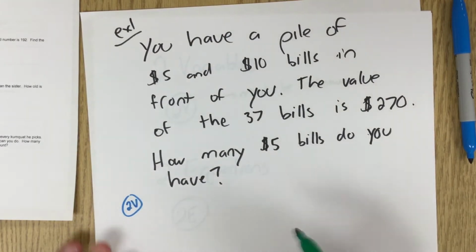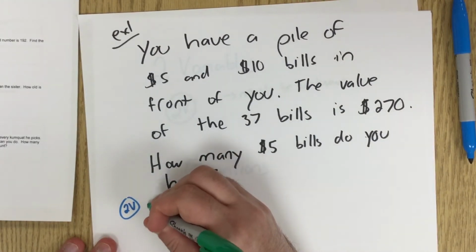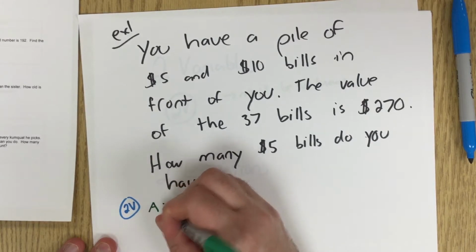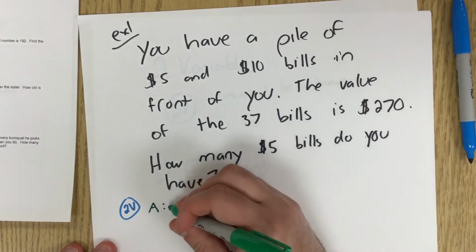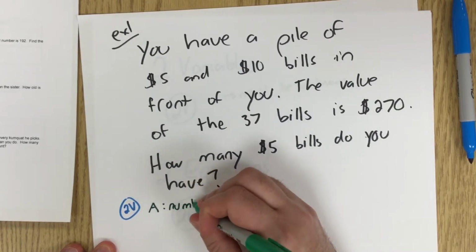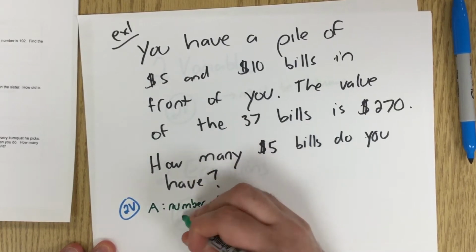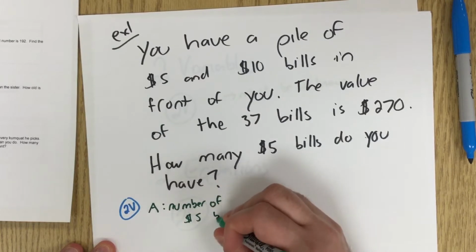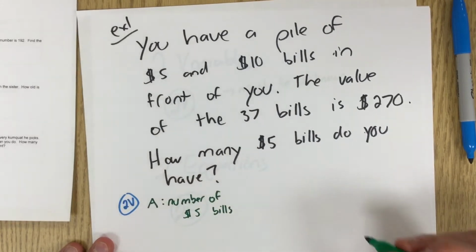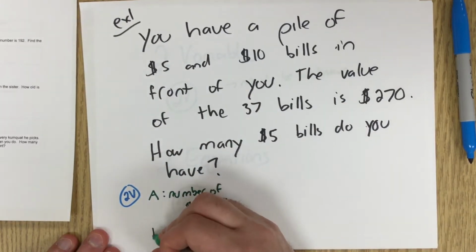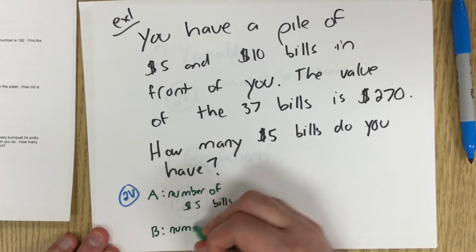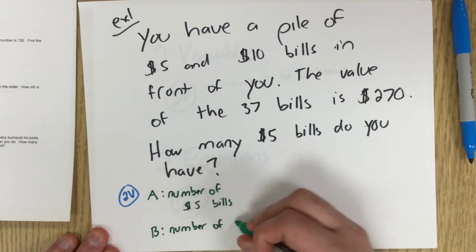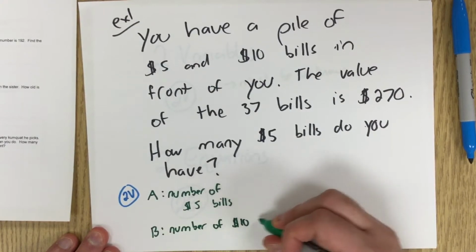So how many $5 bills do you have? One of the variables might be, you could write let A, or A with a colon. So I'm going to say that one variable is the number of $5 bills. And my other variable, and I'm using A and B here but I could use any letter, is the number of $10 bills.